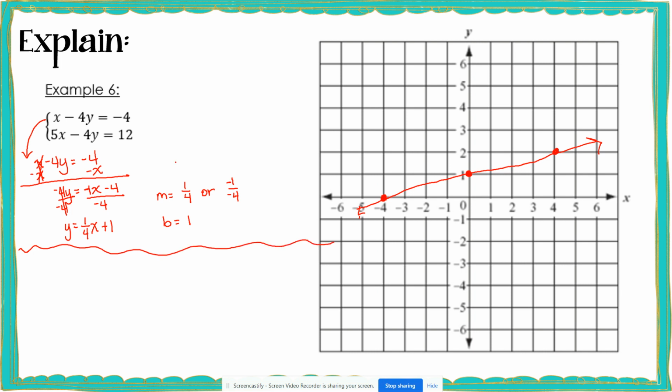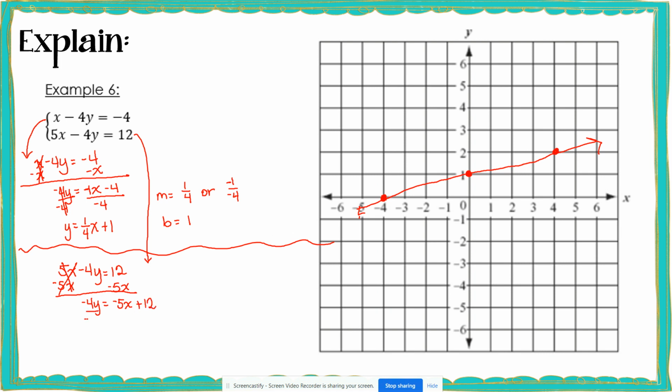And then let's look at our second equation. So that one is 5x minus 4y equals 12. Again, we need to get rid of our x first. So we are going to subtract 5x from both sides. Well, these will cancel, and I'm left with not 4y, but -4y. And I have 12 minus 5x, but that's the same as -5x, and because the 12 is positive, plus 12.